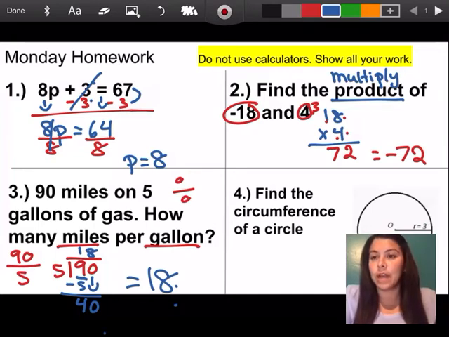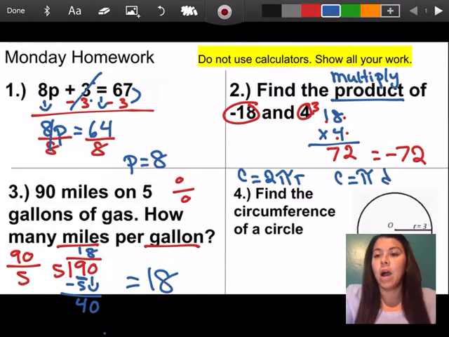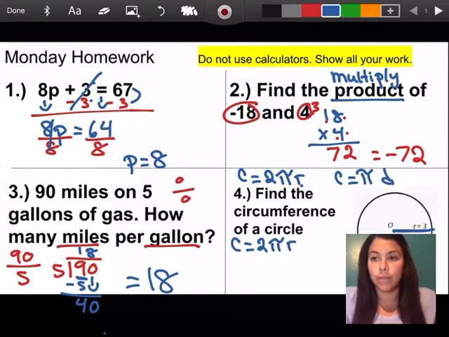Number 4 says find the circumference of a circle. In order to find circumference, we have two formulas. C equals 2 pi r and C equals pi d. R stands for radius, D stands for diameter. So remember that radius is half the line. Diameter is the full line. This problem here gives us the radius. So that means that we're going to use the formula C equals 2 pi r.